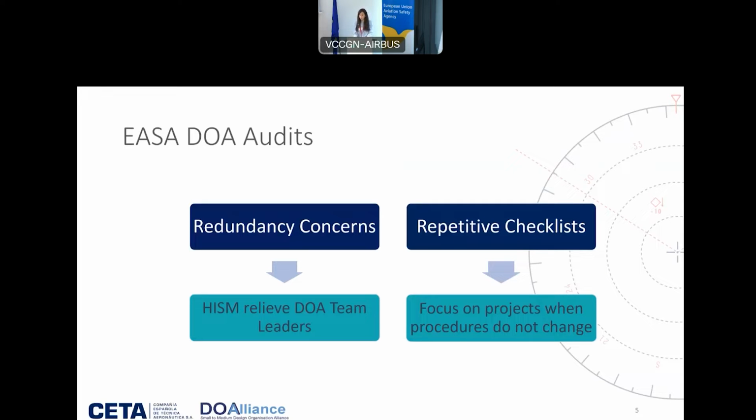We think that the solution may be that team leaders should focus on educating and using the head of independent system monitoring as an effective tool instead of doing the audit themselves. This could potentially lead to a reduction of EASA audits, for example, every 2 or 3 years instead of every year. And it will also reduce redundancies and align audit risk assessment.